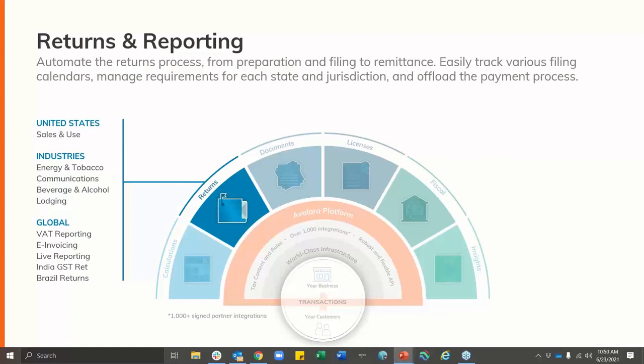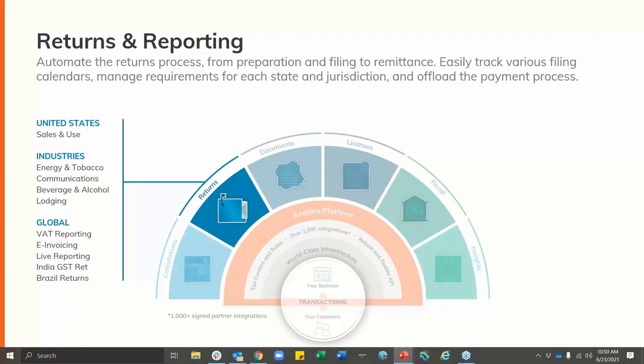I mean, really managing, especially for companies that have nexus in states nationwide, managing that filing calendar, which could be monthly for some states, it could be quarterly, or it could be annual. That is a headache, a complete headache. So this really takes that burden away from our customers doing that manually.